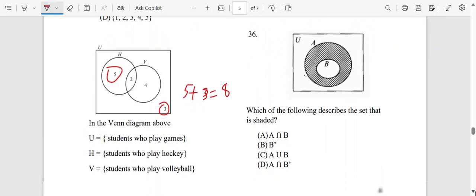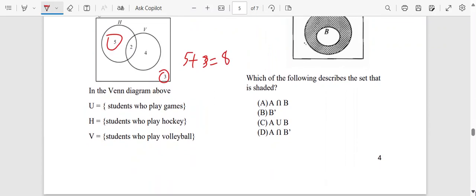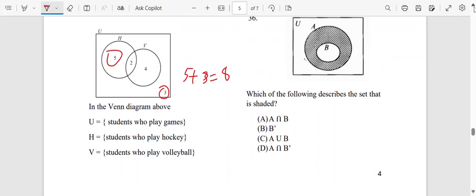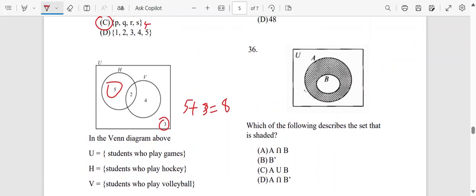Let's continue. Which of the following describes a set that is shaded? So let's look. This is a subset, right? And it says A intersect B. Yes, of course, it's an intersection right there. But if you notice, it does not cover here as well. It does not cover here, right? So it cannot be this one, right? Cannot be this one.